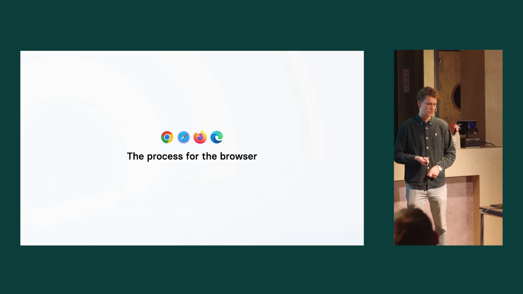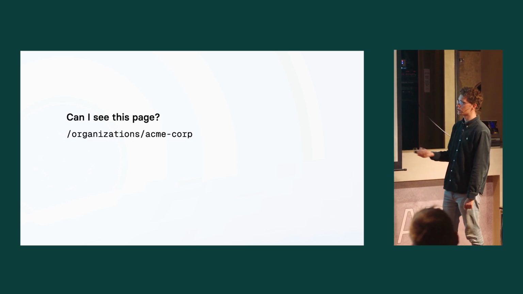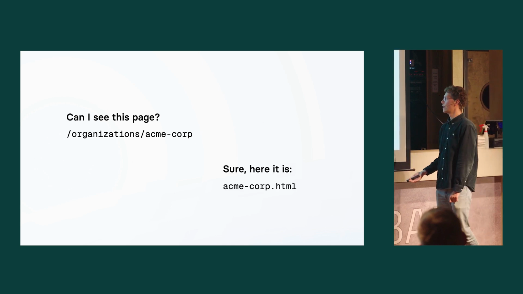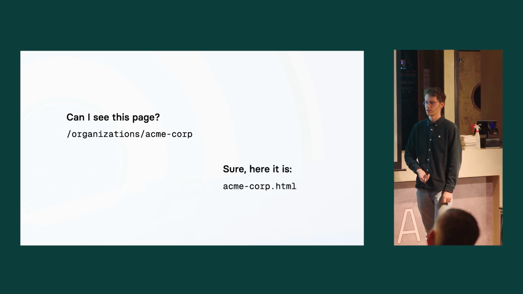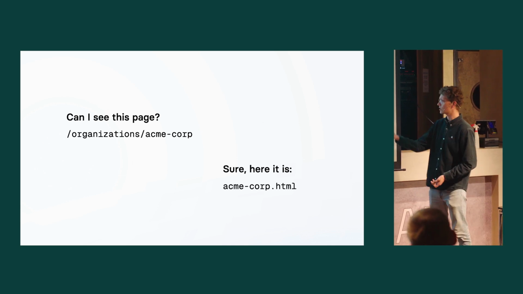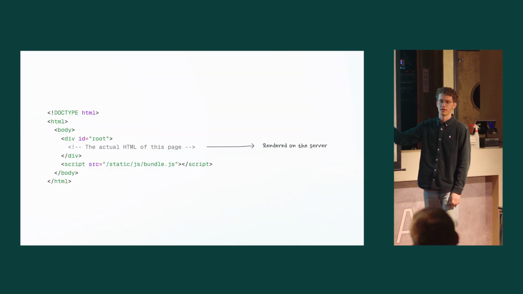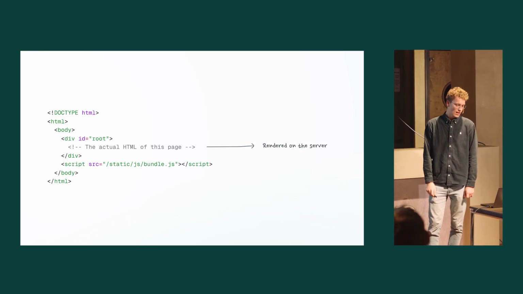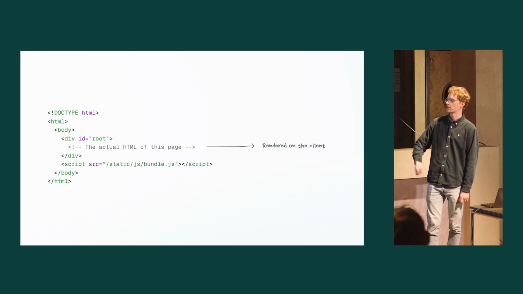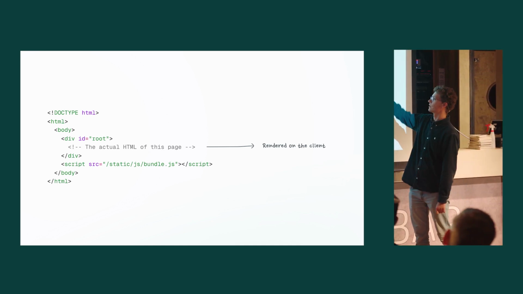And to look at the process for the browser for server-side rendering here, the user clicks a link. Hey, can I see this page, right? And the front-end framework now needs to know something about the route because it needs to generate the HTML for the route. So the server says, sure, here it is, an actual HTML page. And this is the actual HTML of the page rendered on the server here. And then on the client, React takes over, and then following renders or following links are actually rendered on the client here.